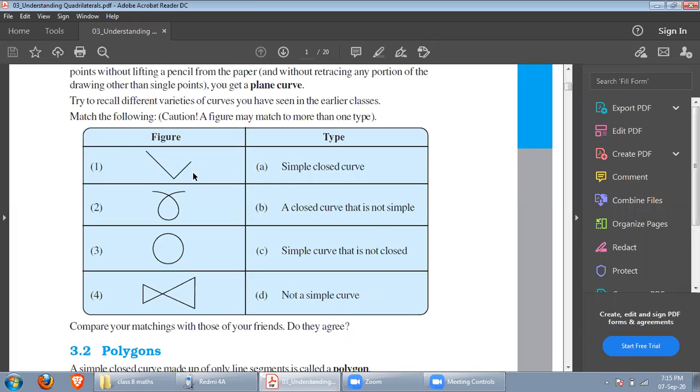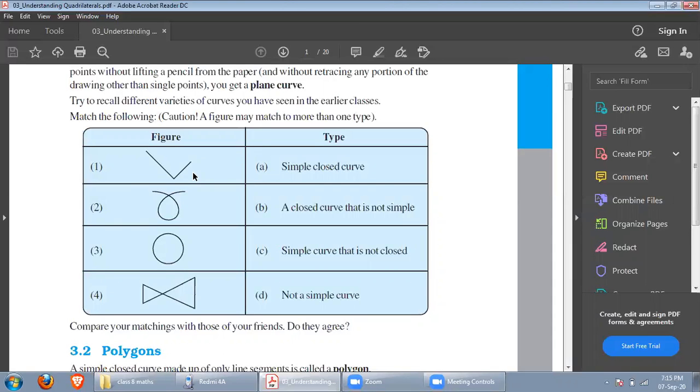Number one, tell me about number one. It is not closed. It is a simple curve, but it is not closed. So it will be of type C, a simple curve that is not closed. It is called simple because there is no crossing.